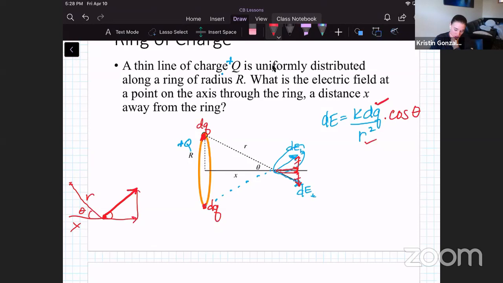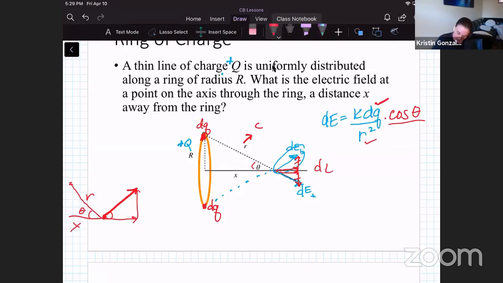Well, in our ring of charge here, we know that this r is staying constant as we integrate around our ring. Okay, so if we also know that that angle theta is going to be staying constant, if our x is constant and we know our r is constant, we know our theta is going to be constant. But we don't know what theta is, so we need to plug in for theta. What can we plug in for that cosine of theta? Well, cosine of theta is going to be adjacent over hypotenuse, or our x over our r. And what would our r be in terms of our x and our big R that we know, the radius of the ring? So those are things we want to be plugging in.